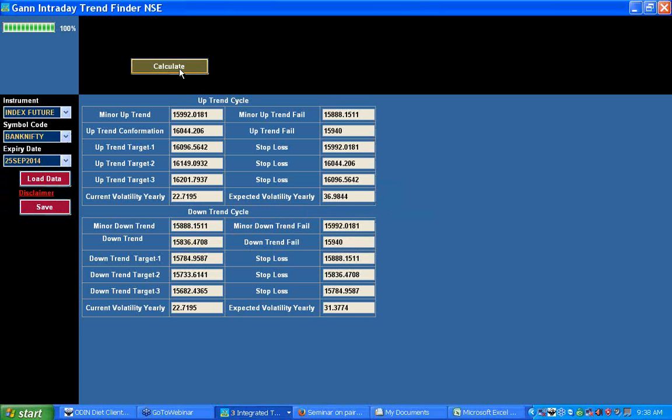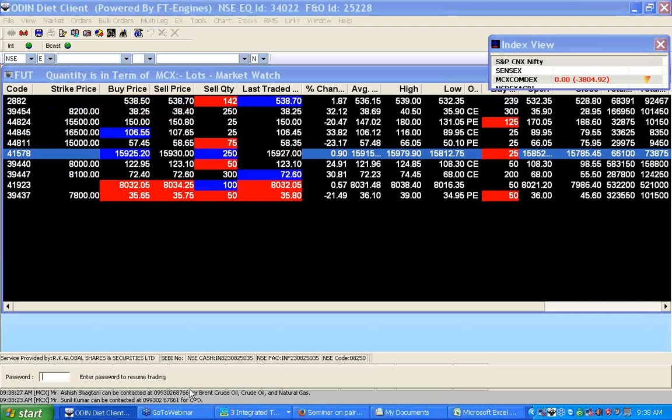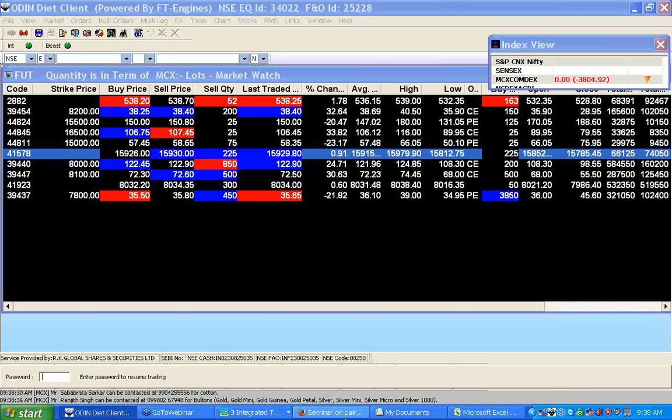Bank Nifty currently 22.71. Above 15,992 the uptrend will be confirmed, and this can take you to the 16,200 level. If it happens, then your volatility may go on an intraday basis to 36.98. If it fails at 15,888, then it can drag down to 15,682. So Bank Nifty currently has a volatility of 22.71 as per the real time estimate. Currently we are at 15,930.